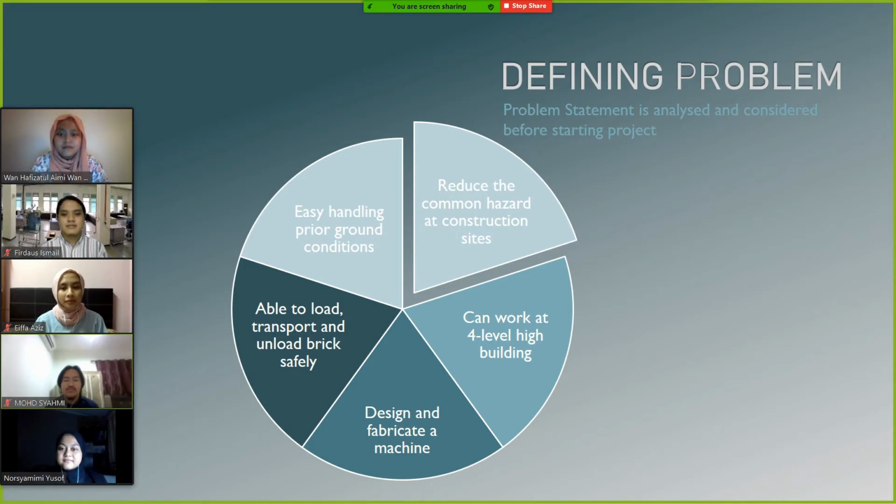We will proceed to the problem statement. Our project is to design a machine which can be used in construction site. This machine has to transport brick from one destination to another. This machine must be able to load, transport and unload brick safely. It has to work at least 4-level high building. This project's objective is to reduce the common hazard at construction site and to build a machine that is easy to handle the product prior to the ground conditions.